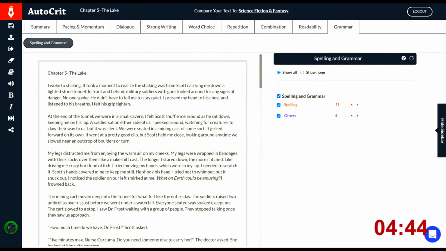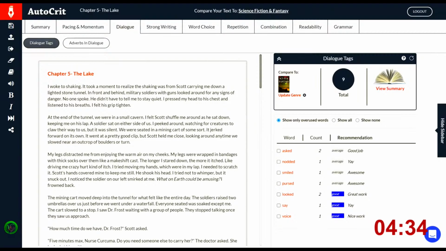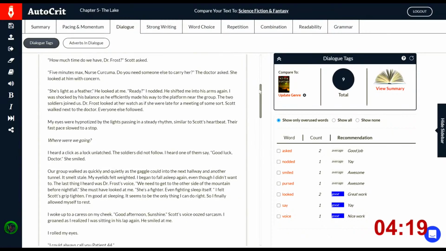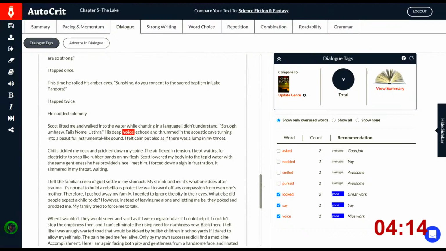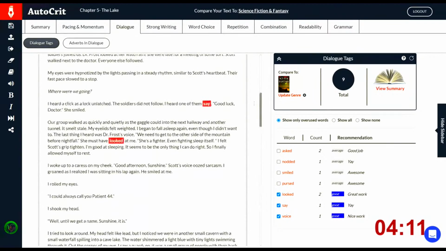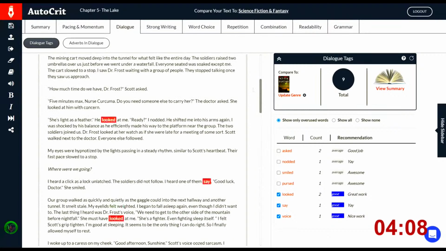Okay, let's see. Let's just take a look at our dialogue tags while I'm here. All right, my dialogue tags, I got 9 in total. Asked is pretty normal. Nodded, smiled, pursed, looked, say, and voice. I could do better for look, say, and voice. Let's just click on those 3 and see what we could come up with for those. All right. And some of them are not.